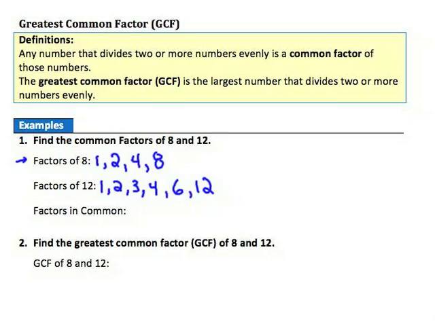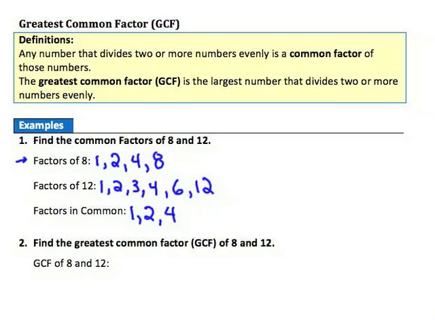Now what we want to do is just find the factors that they have in common. Well, they both have 1 in common, so that is a common factor. They both have 2 in common. That's a common factor. And they both have 4 in common. So those are all the factors they have in common. So those are our common factors.